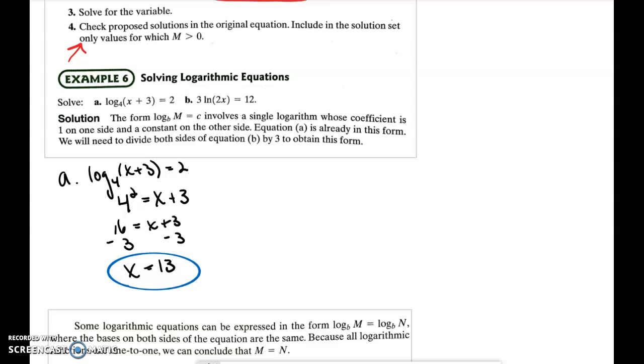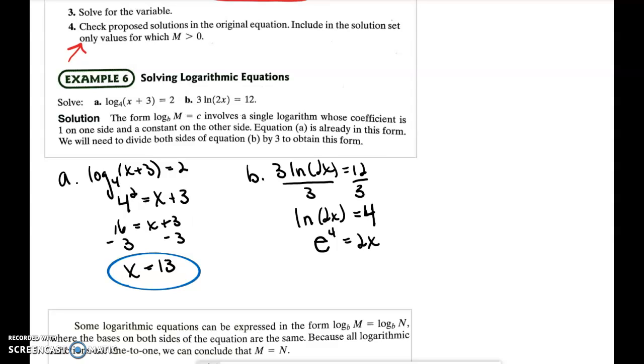Okay, in example B, we have 3 times the natural log of 2x equals 12. Similar to what we did in day 2 of the lesson, we really can't do anything until we have that natural log isolated. So get rid of that 3 by dividing, since it's just the coefficient in front being multiplied. So the natural log of 2x equals 4. And if we rewrite this, remember that the natural log is base e. So it's really a base of e to the 4th equals 2x.